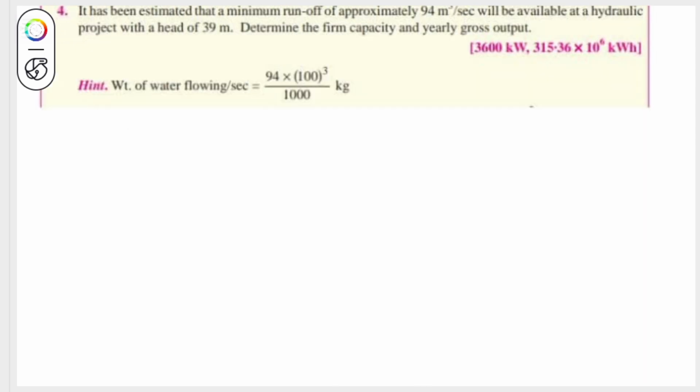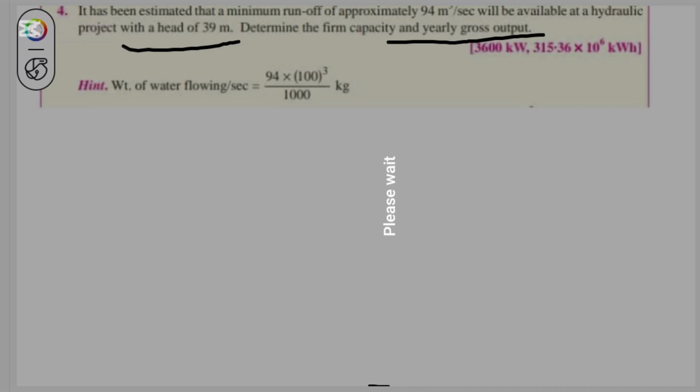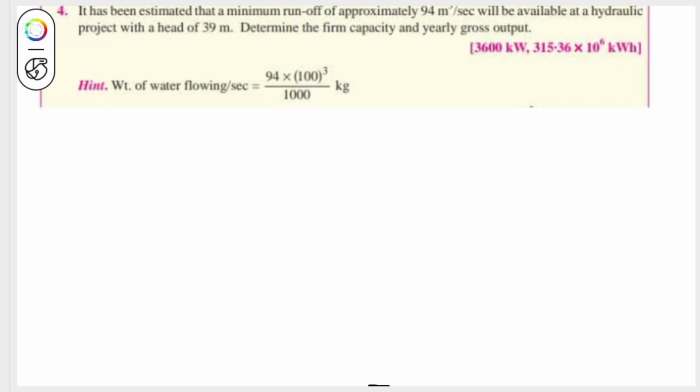It has been estimated that a minimum runoff of approximately 94 meter cube per second will be available at a hydraulic project with a head of 39 m. So we are to determine the firm capacity and yearly gross output. So you have to take note that we are going to first find the firm capacity.